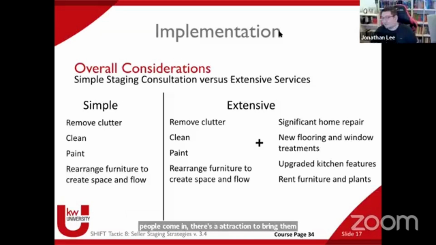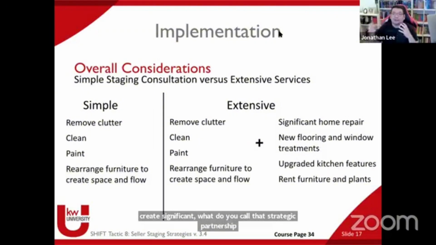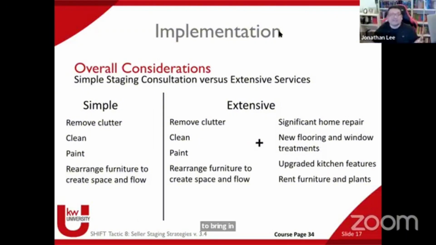I worked with car dealers before. I say put in your sports 2-door Mercedes SLK in the porch and allow them to test drive, right, when they come in. So it gives a different feeling, right? So as you leverage and you work with people, you create significant, what do you call that, strategic partnership to bring in more value to the whole experience for your consumer, right?